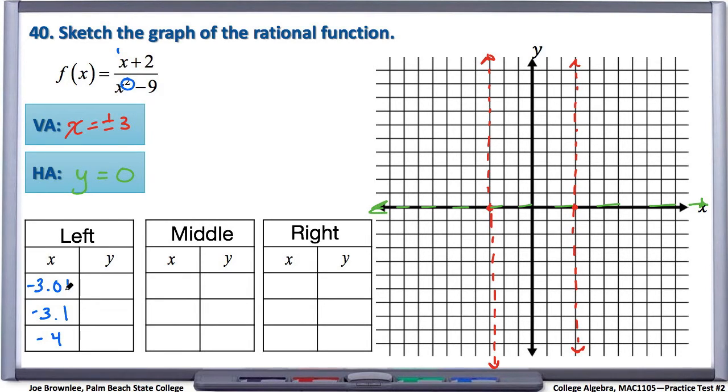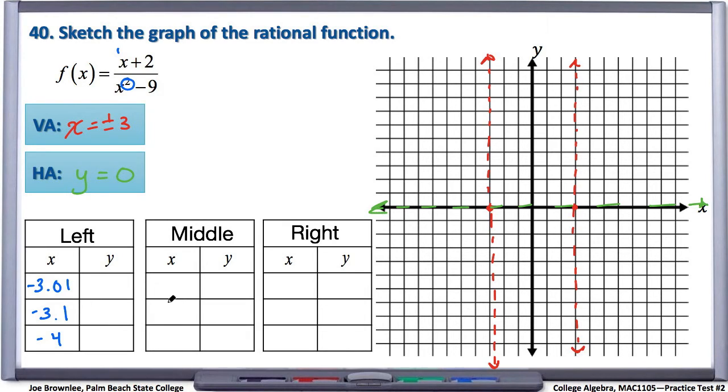And again, I would be willing to bet that when we pull up the calculator and find out what these corresponding y values are, even though we didn't change our x value all that much, there's going to be a big jump in the y values from negative 3.01 to negative 3.1. That tends to happen when you have multiple sections. The more sections you have, generally speaking, you're going to see really big jumps in your y values.